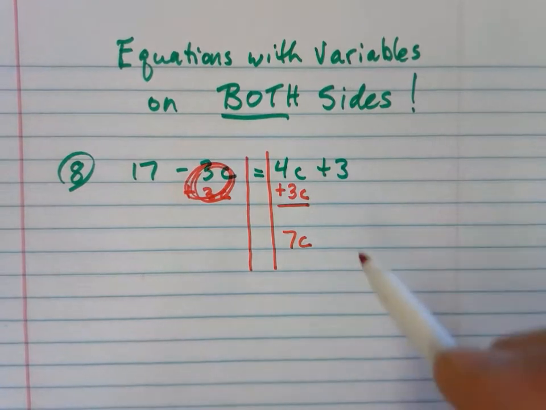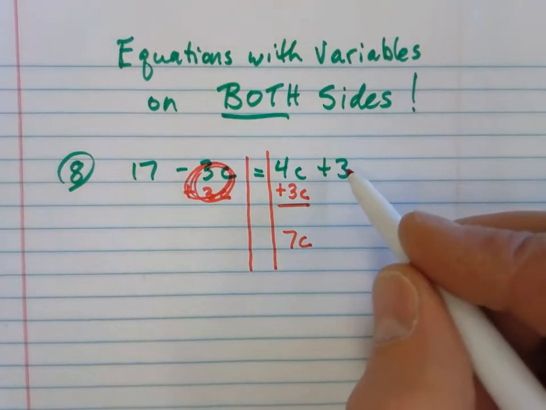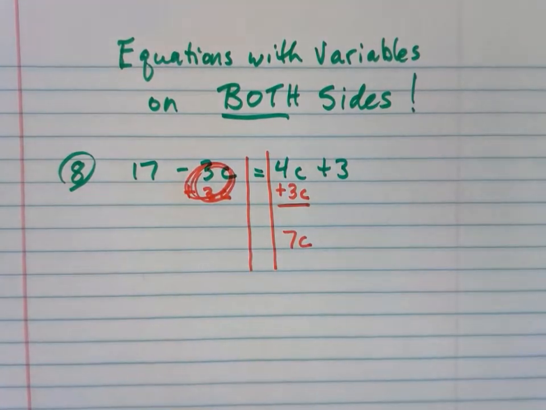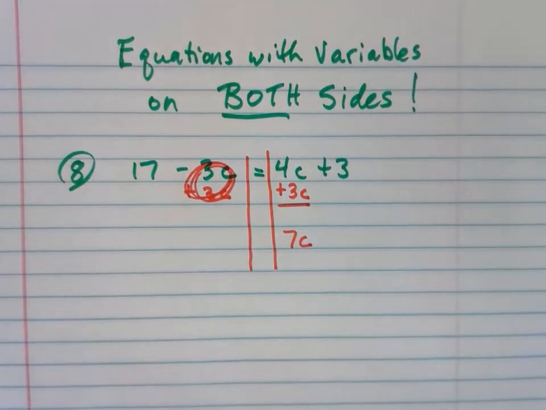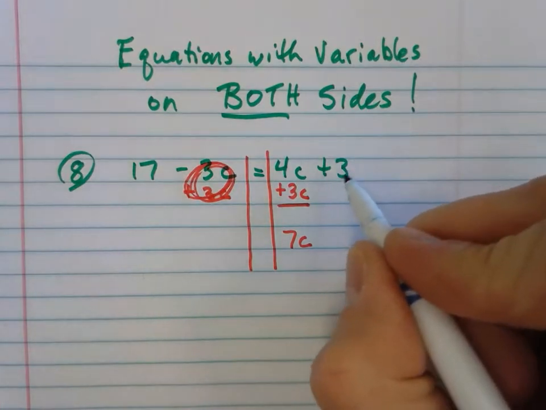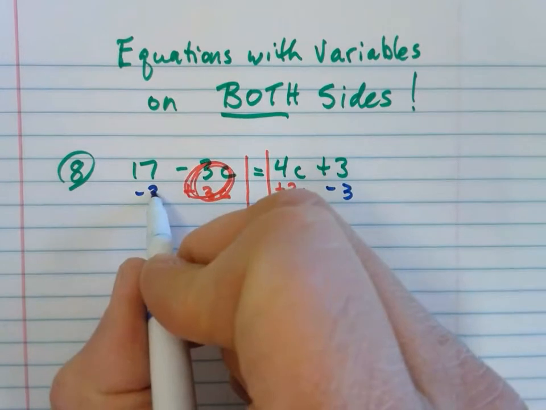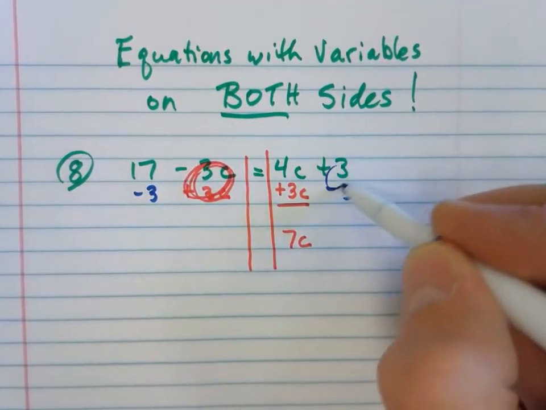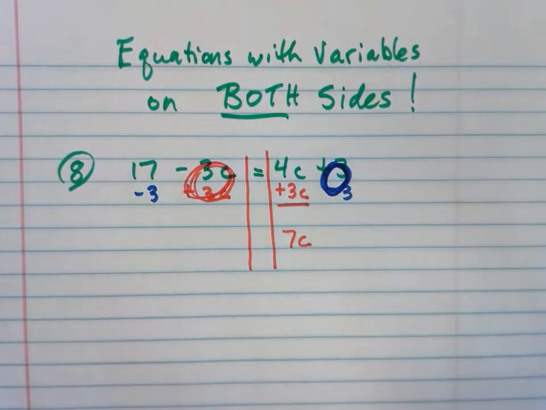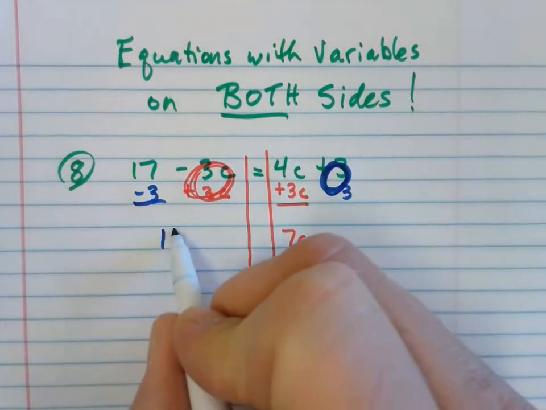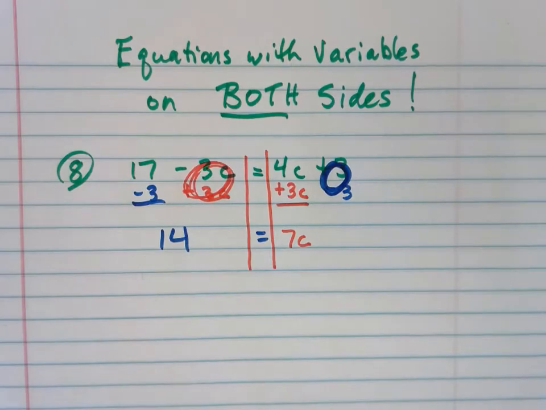Next thing I'm going to do, I'm going to take that 3, which is my constant, and get it away from the variable part. So I'm going to switch over to blue here. I've got to cancel out the 3 with a negative 3, and over here I've got to do a negative 3. So those 3's cancel out and make a zero pair. Over here, I have 17 minus 3, which of course is 14. So now I have 14 equals 7c.